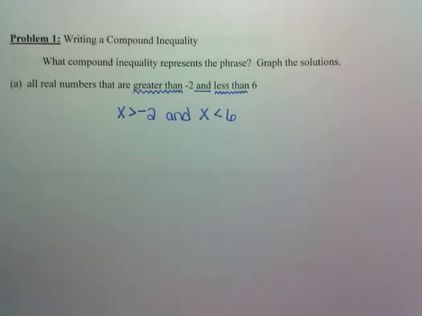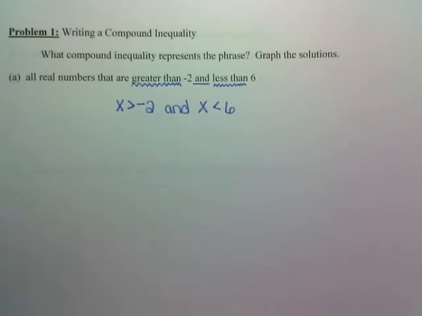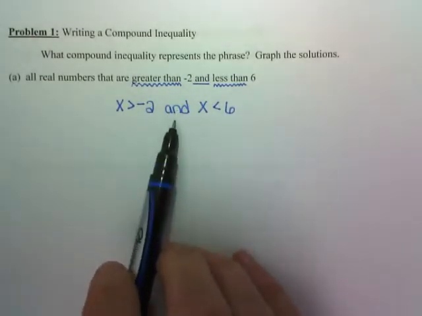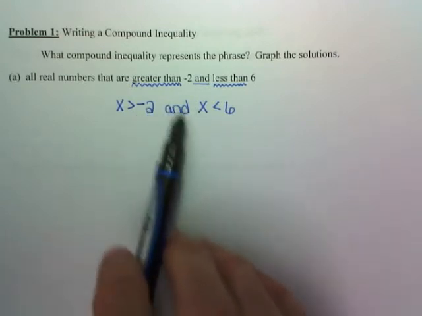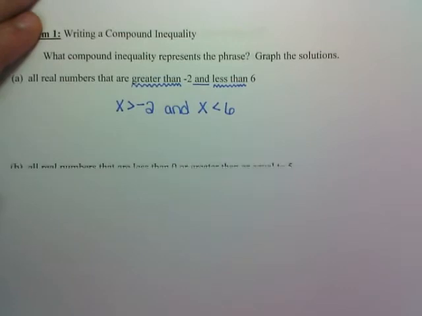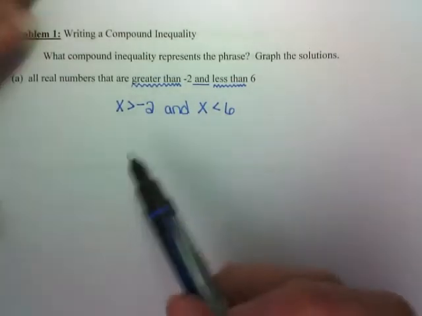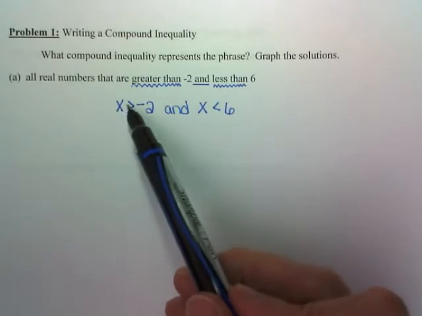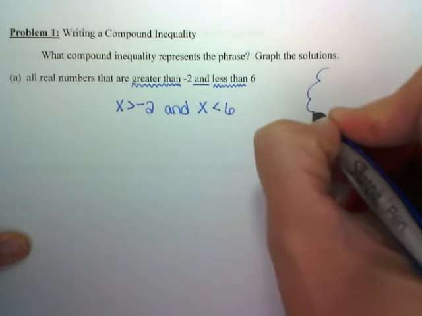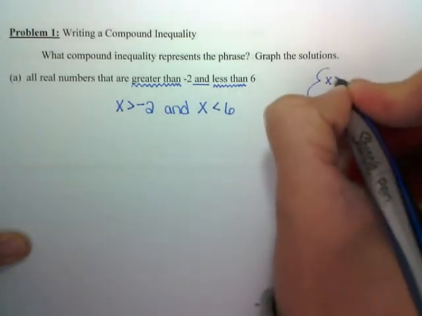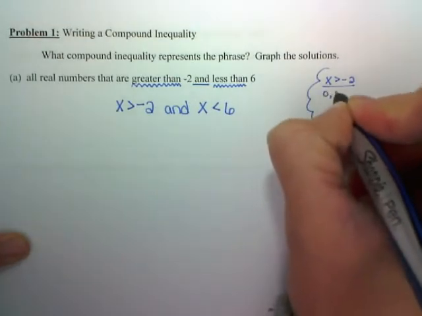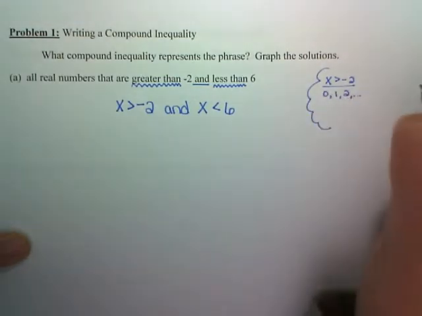But what we talked about when we looked at some of that important information about and statements is that I could actually write this together as one statement. Because it is an and statement, I can combine those. Well, let's think about the reason why I can combine them and what that's going to look like. Think about all the numbers that are greater than -2. I'm going to do a little thought bubble over here. X is greater than -2. A few examples of those would be 0 and 1 and 2, and you could think of some more.